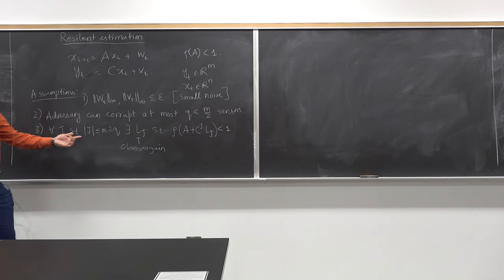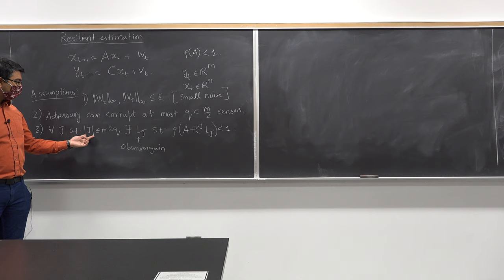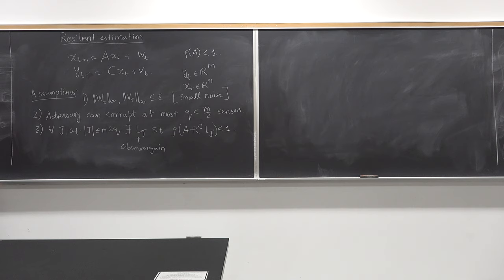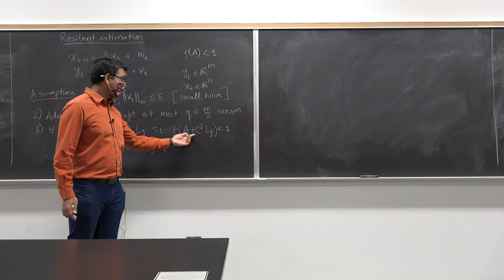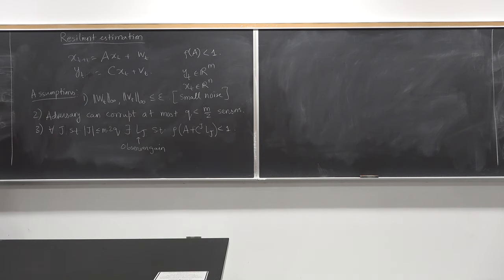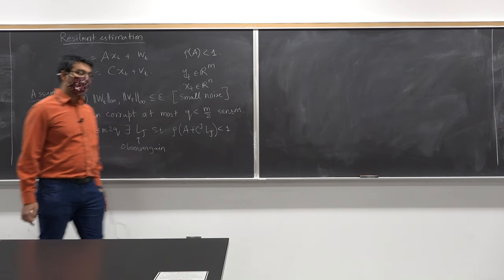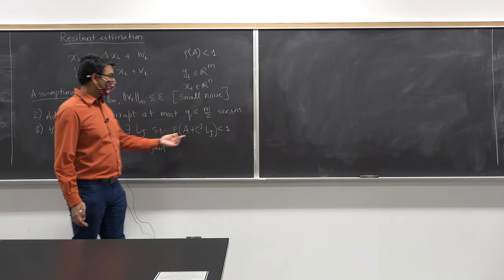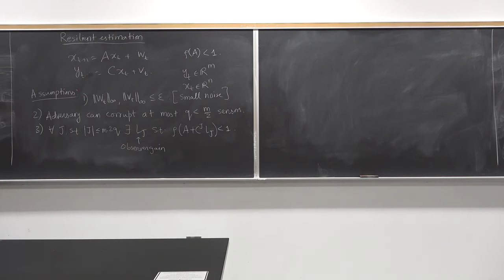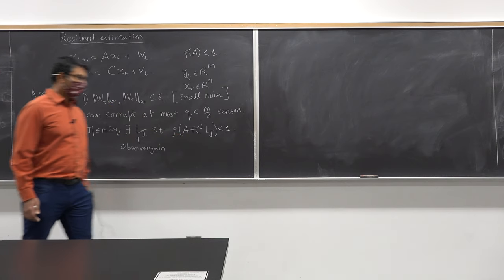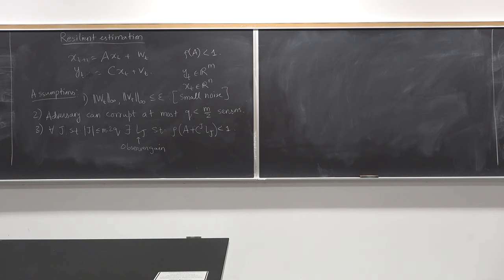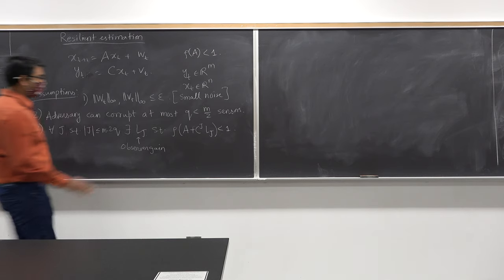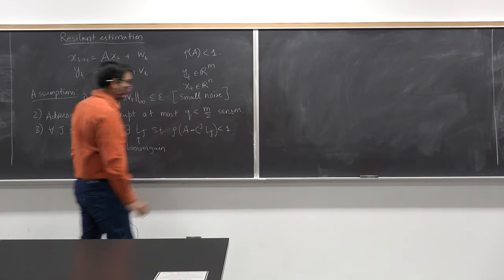And the third requirement is for every set of sensors such that the number of sensors is less than m minus 2q, there exists an observer gain, Lj, such that rho of A plus Cj Lj is strictly less than 1. Okay, and this is required for stability of filtering. And when we talked about Kalman filtering, the observer gain in Kalman filter always led to this particular condition. So we didn't really talk about this condition there, but now we have to talk about it. We want this Lj to satisfy this condition. I guess I should put a negative sign here, not positive. Please make that correction. There should be a negative sign here.